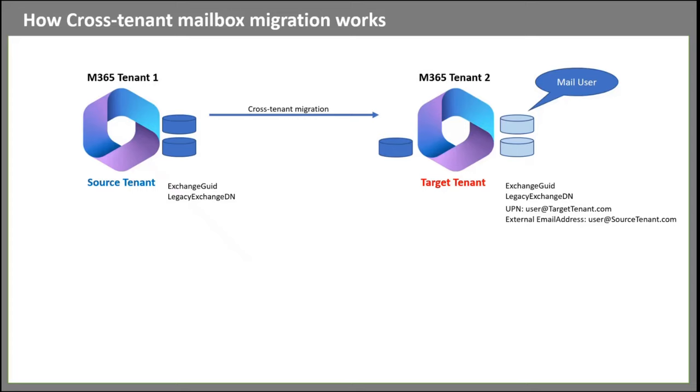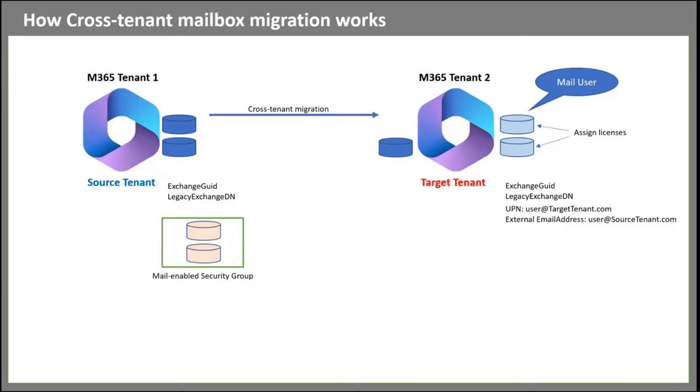The second step in cross-tenant mailbox migration is we create a mail-enabled security group within the source tenant, and we add the users that we want to migrate to the target tenant to this security group. Only the mailboxes of users who are part of the security group will be moved to the target tenant. This way, the source tenant admin can restrict or scope the specific set of mailboxes that need to be moved to the target tenant. After these steps, we assign a license to the mail user accounts within the target tenant.